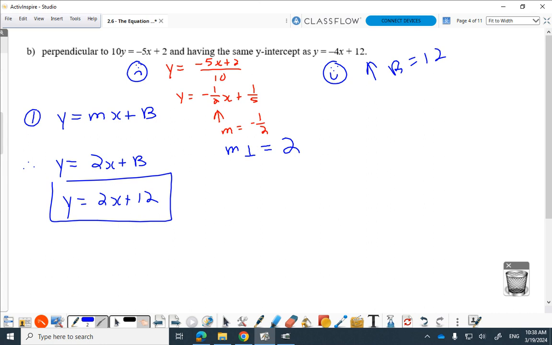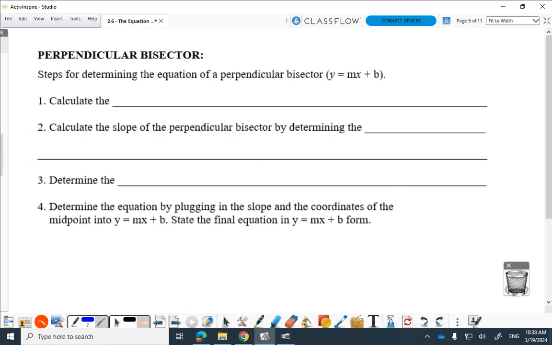More time there? Yep, here it is, perpendicular bisector. Steps for determining the equation of the perpendicular bisector. Ooh. Need a picture over here. Got a line segment, whatever it is, and I want to find the perpendicular bisector. It's got to do two things. It's got to bisect the line, and then it's got to be perpendicular to the line. Scary stuff. Is it? No, maybe it's not.